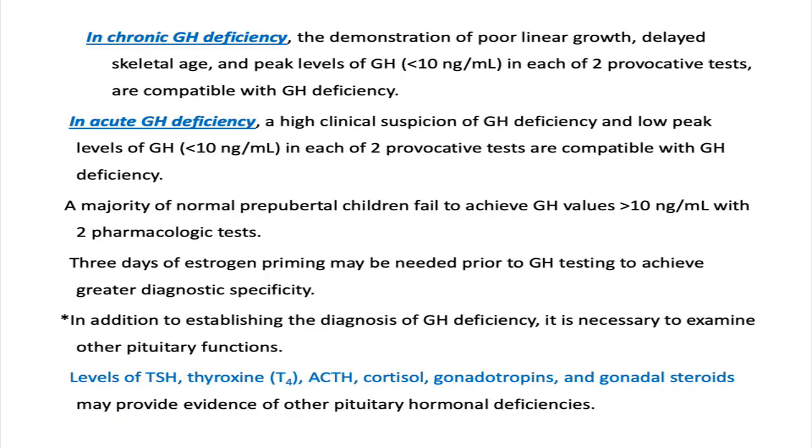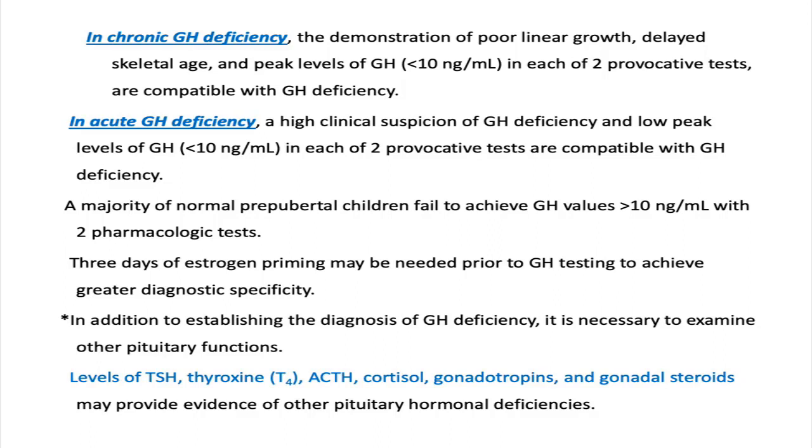In chronic growth hormone deficiency, the demonstration of poor linear growth, delayed skeletal age, that's the bone age, and peak levels of growth hormone less than 10 nanogram per mL in each of 2 provocative tests are compatible with growth hormone deficiency. So, we demonstrate deceleration of growth velocity with delayed bone age in addition to the lab investigations.